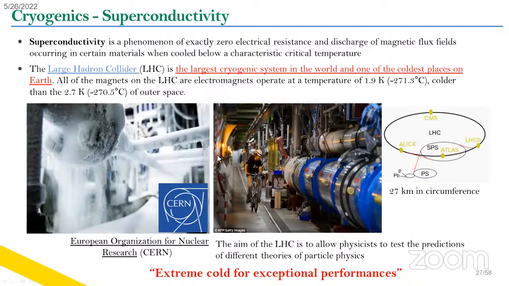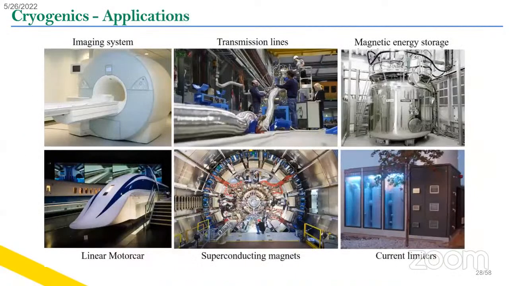Usually we use cryogenic superconductivity because we need exceptional performance. The performance of certain materials can be achieved only at very low temperatures. And these are some of the other applications, like superconducting magnets, linear motor cars, imaging systems, transmission lines, and magnetic energy storage.